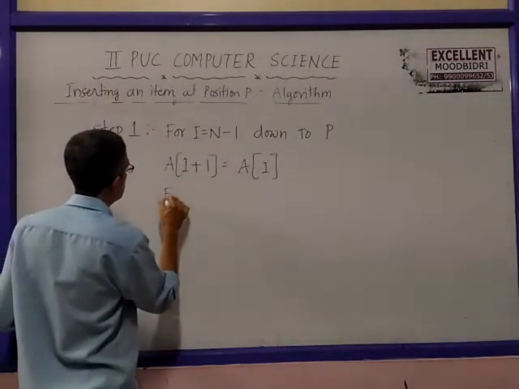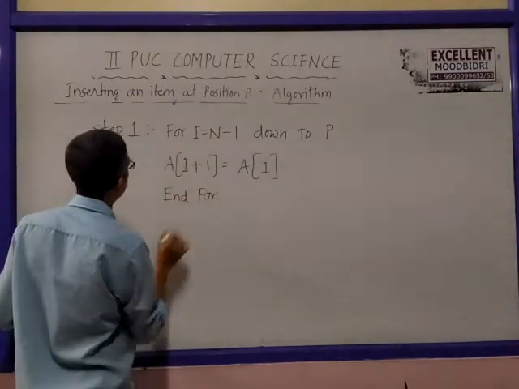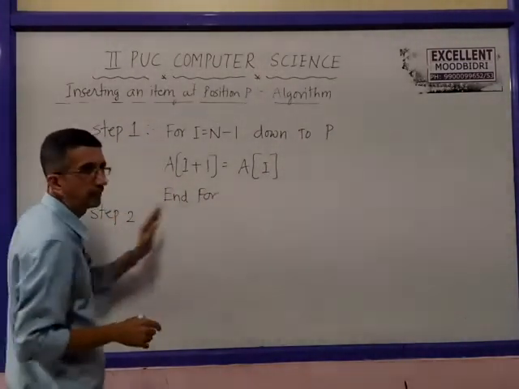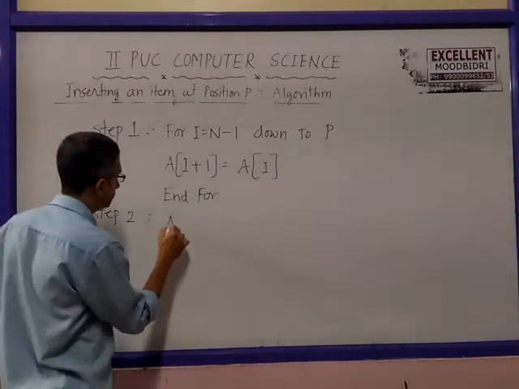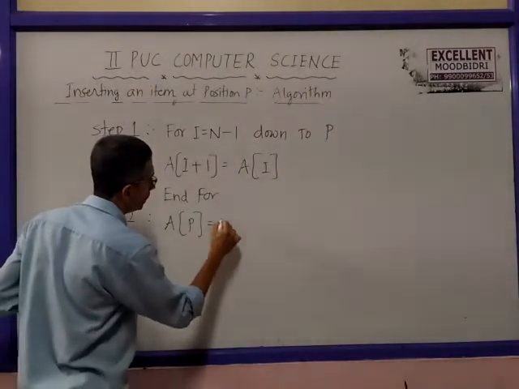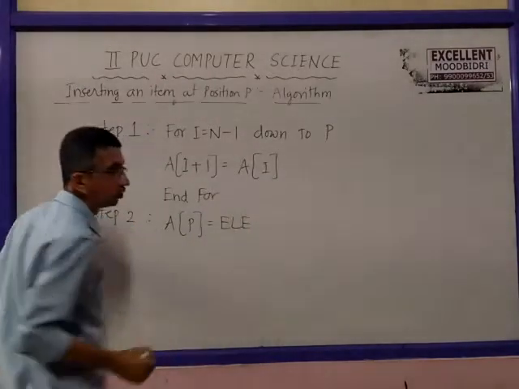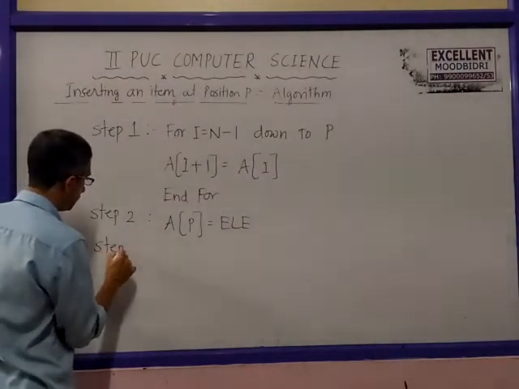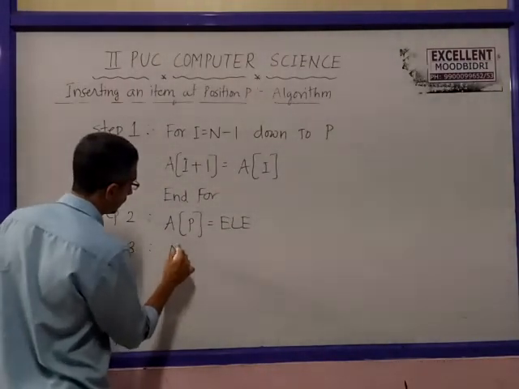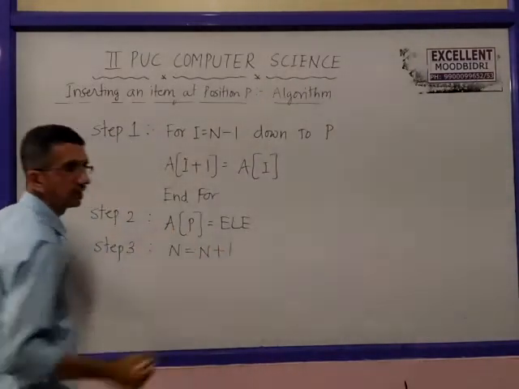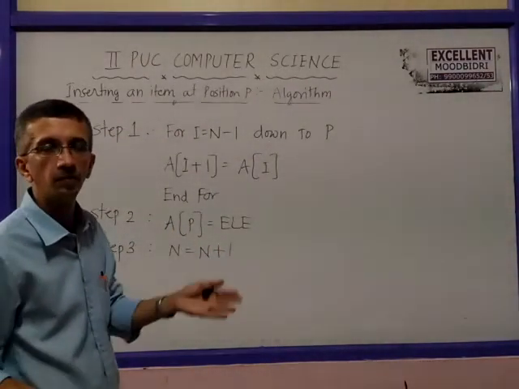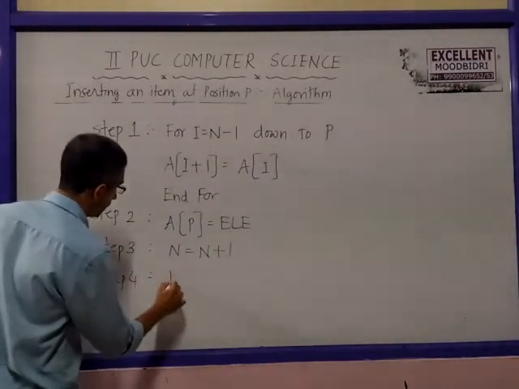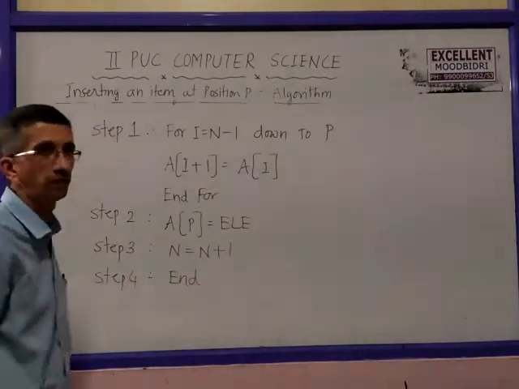End for. So next, step 2. Assign the element new item to the position A of p. A of p is equal to element, the new element or item to be inserted, assigned to the position. Next, since you have increased the number of items, show that n is equal to n plus 1. Number of items, when you add 1, becomes n plus 1. That's all. Step 4. And so that's a very simple algorithm to shift.